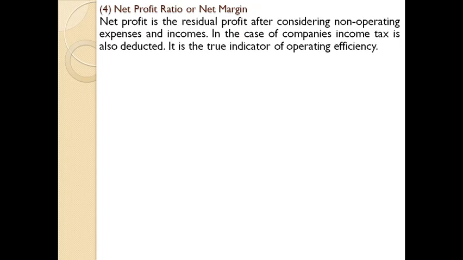So, net profit, as we all know, is the residual profit or the final profit after considering non-operating expenses and income. In the case of companies, income tax is also deducted. As we all know, we have dealt with provision for taxes cases and like situations in the previous slides. It is actually a true indicator of operating efficiency because it considers all aspects regarding the operational efficiency. It is calculated by relating net profit after tax to net sales.